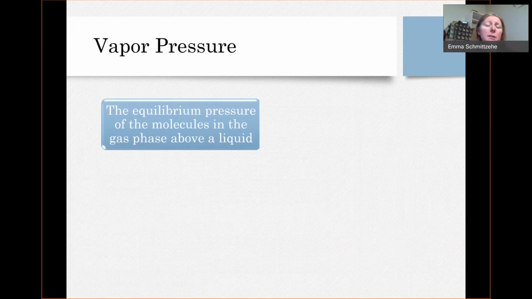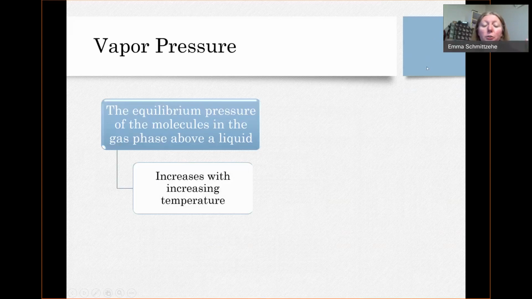And so it is at equilibrium, so the rates of those are occurring at the same time. And that's the measure of the vapor pressure, the pressure of that gas above it. Now, vapor pressure does increase with increasing temperature, so it is something we could manipulate by changing the temperature. So if you wanted to increase or decrease the vapor pressure of something, you could simply heat it up or cool it down, okay?